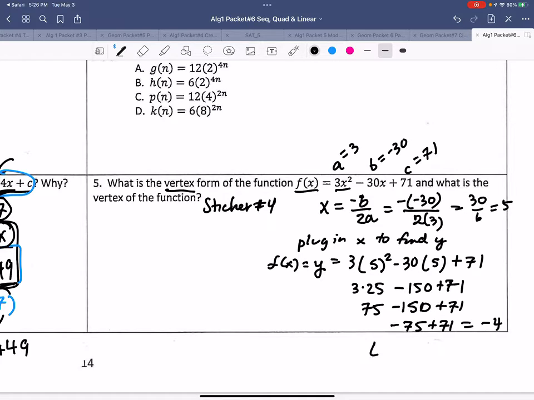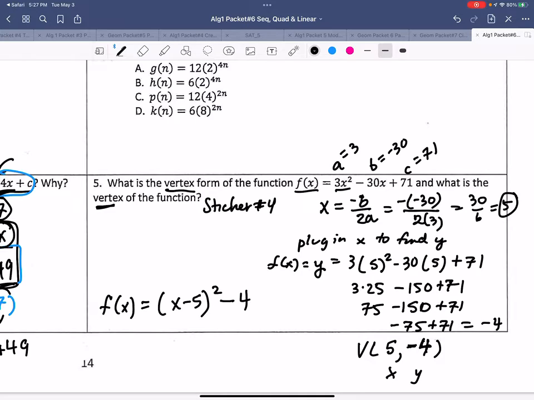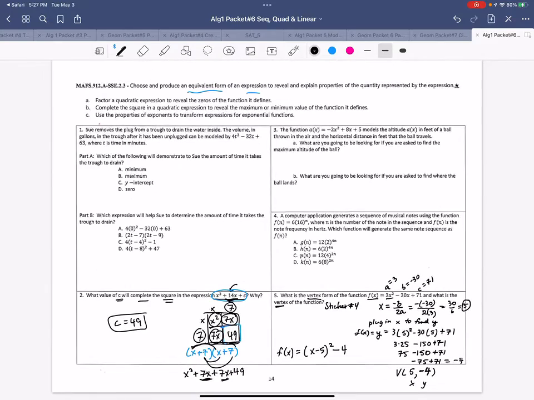All right, so we have the coordinate of our vertex. X is 5, right? And y is negative 4. So we can put this in vertex form. So we are given f of x is x minus 5, because that's inside, squared, minus 4. Outside is not inside. Okay? That's in vertex form. I could have done completing the square, but I didn't. That would have been another way.